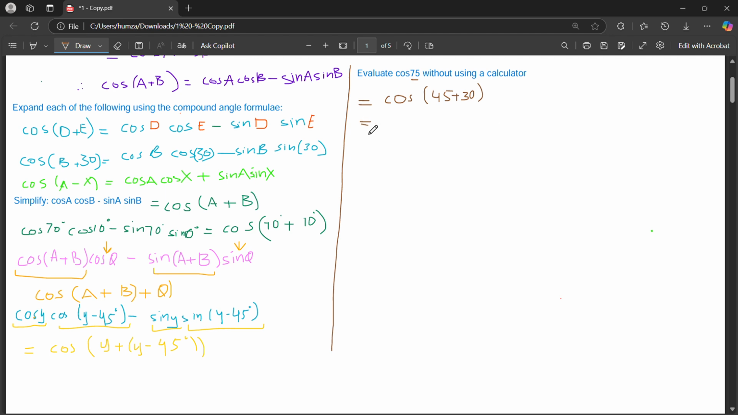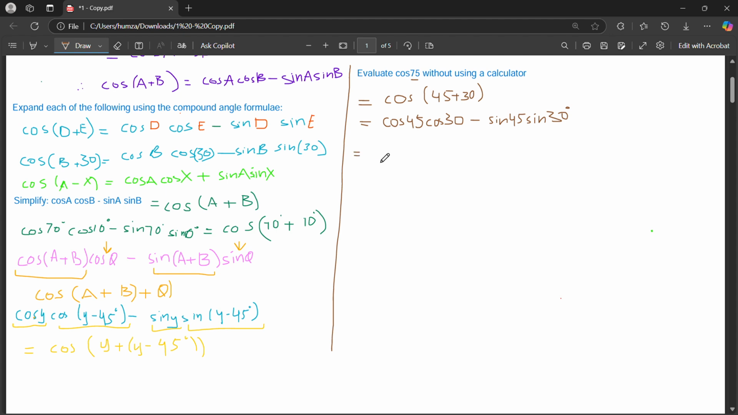Now use the compound angle formula to expand this. So this is cos 45 cos 30 degrees plus sin 45 and sin 30 degrees. Okay, sorry, I made a mistake here. This is not supposed to be plus. There is a plus in the brackets, so we are going to change the sign to negative. So this is the correct way of writing it.